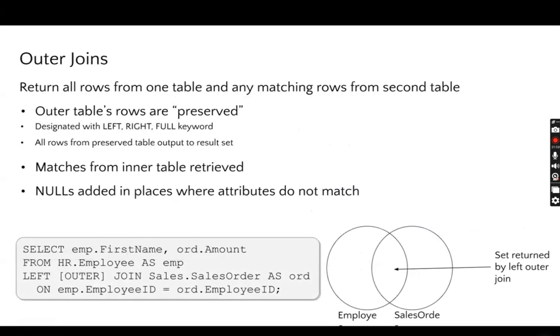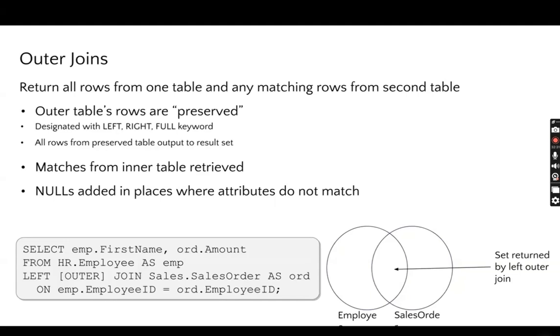Then we have outer join. Outer join will return all the rows from one table and any matching records from the second table. That depends on whether you are using left outer join, right outer join, or full outer join. All rows from the preserved table are always output to the result set, and matches from the inner table are retrieved. And NULL is added in the place where attributes do not match whenever you are working with the outer join.